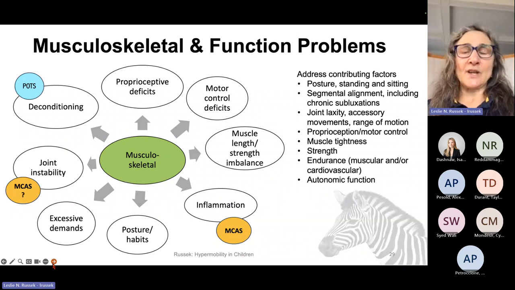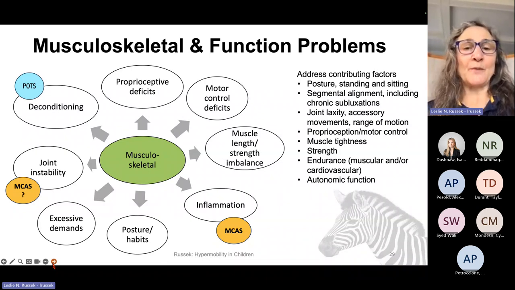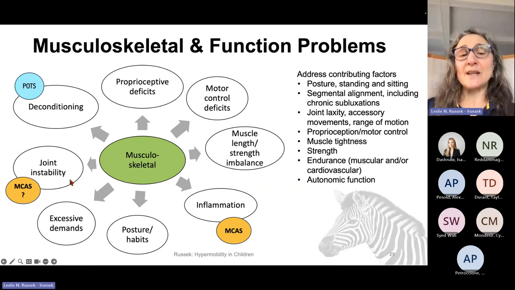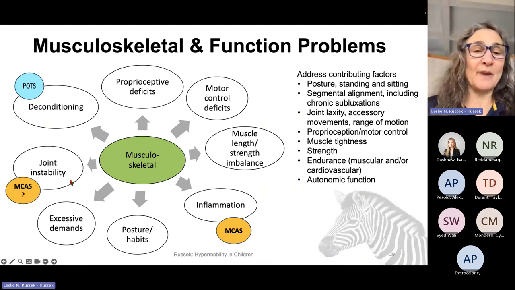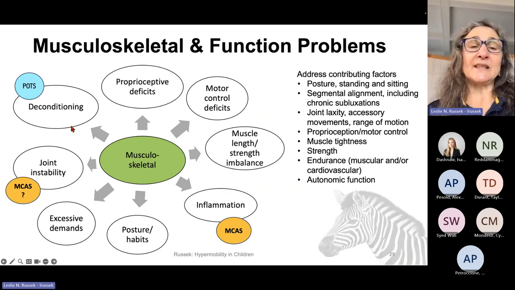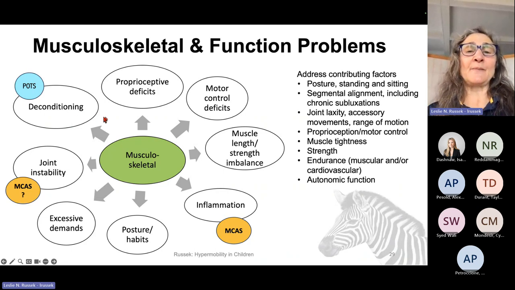Musculoskeletal function problems, definitely the basics of what I do as a PT. So patients may complain of joint instability. They're spraining their ankle a lot, their shoulder's slipping out, their kneecap is slipping out. It may be deconditioning. They can't exercise because of their pain and instability.